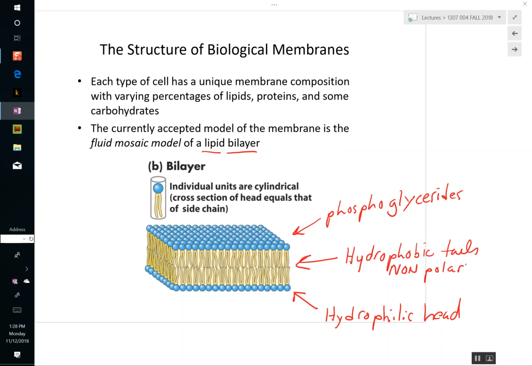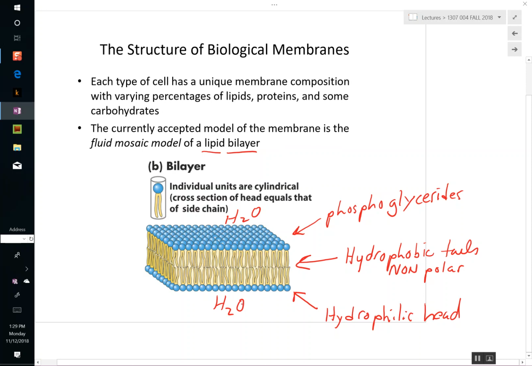These don't like water. So what do they do? They create their own hydrophobic, non-polar environment here by the tails pointing towards each other. And so you have water, or an aqueous phase, outside the cell. You have an aqueous phase inside the cell. But what do you have between it? You have a hydrophobic environment blocking the stuff that's outside the cell from coming into the inside of the cell.